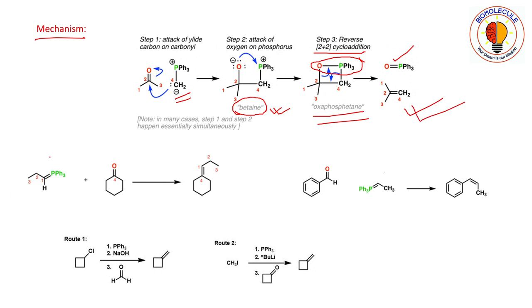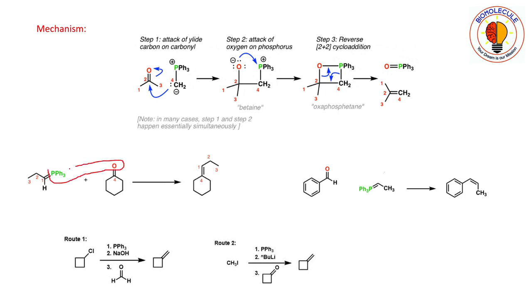Now let us look at some examples over here. So this is an ylide. So how do you get your product, that is, the final product? You just eliminate triphenyl phosphine and the remaining portion over here will be your product.